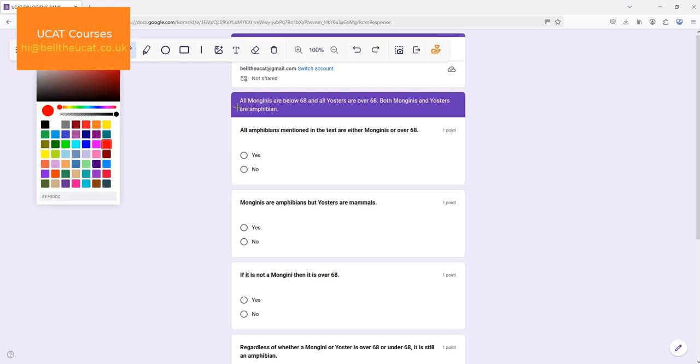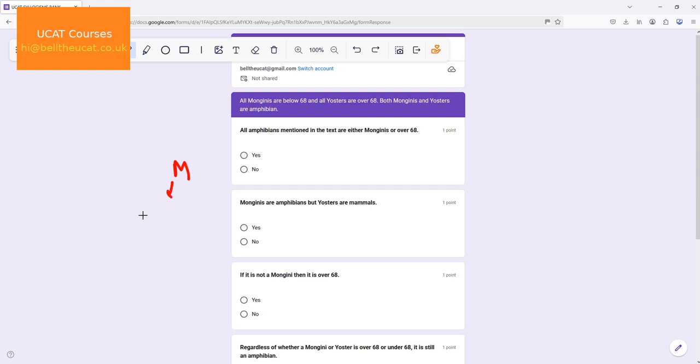Red, right. So in here he says all Ms are below 68, so I'm writing down minus 68. Then he says all Ys are above 68, which is plus 68. Agreed? Easy and straightforward. Both Y and Ms are amphibians. Ready? Okay. Now, moving on to our next bit.